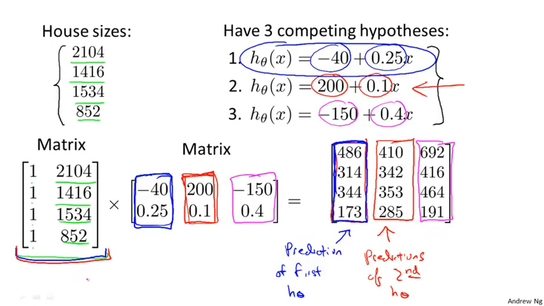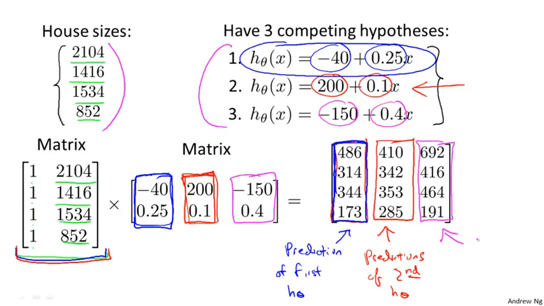I didn't step through all the details, but feel free to pause the video and check the math yourself and check that what I just claimed really is true. But it turns out that by constructing these two matrices, you can very quickly apply all 3 hypotheses to all 4 house sizes to get all 12 predicted prices output by your 3 hypotheses on your 4 houses. So with just one matrix multiplication step, you manage to make 12 predictions.